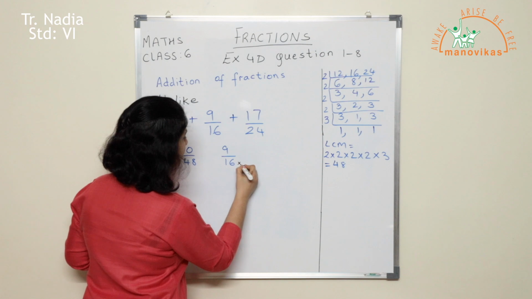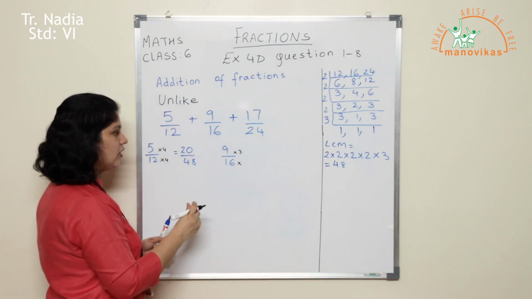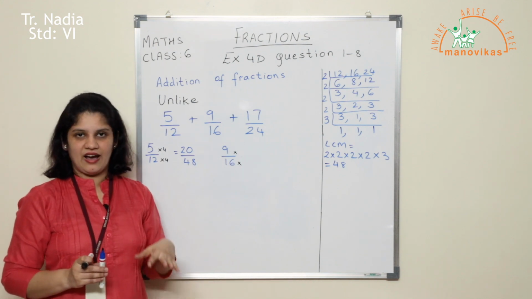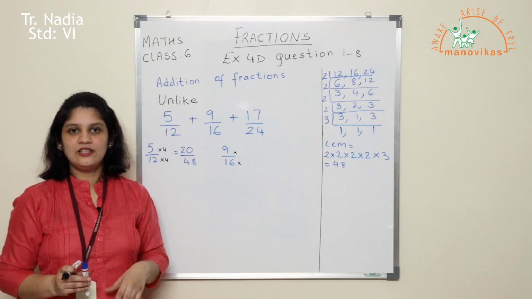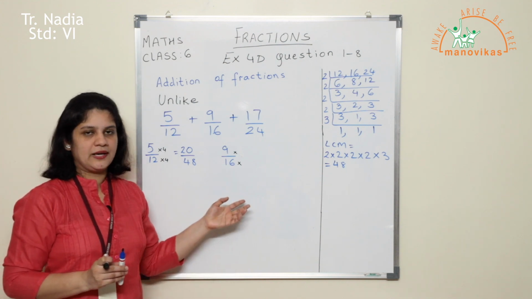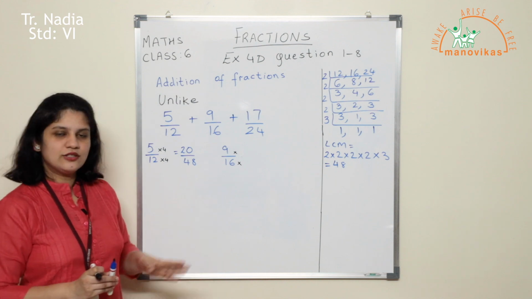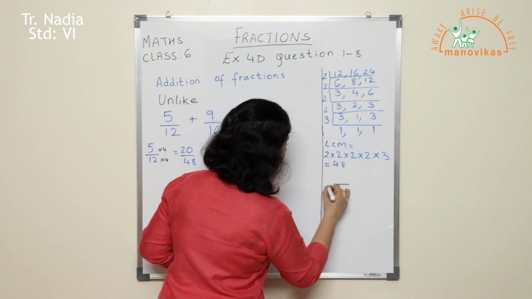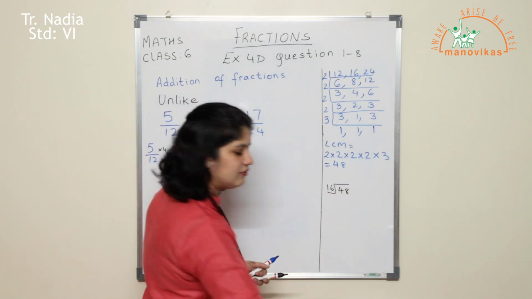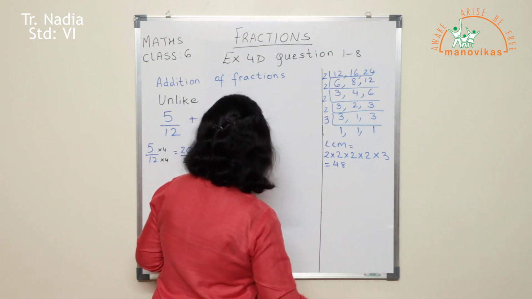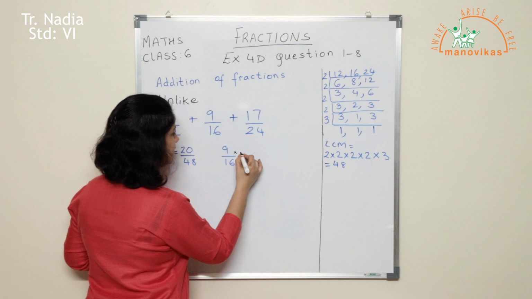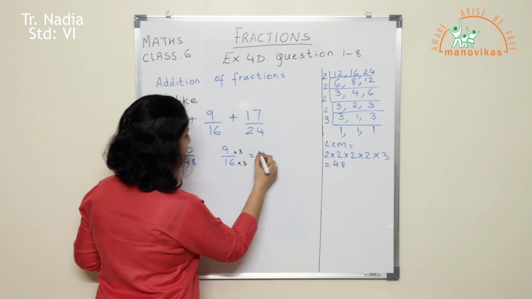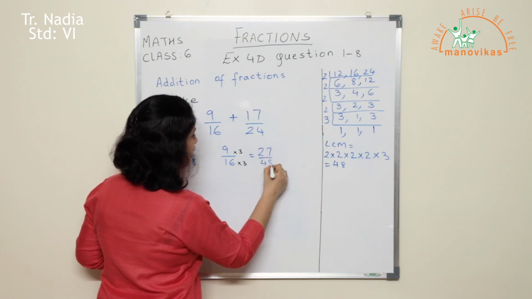16 multiplied by what will give me 48? Again children, I'm telling you all, if you don't know which number to use for multiplication, you can always divide 48 by 16 to find out which number multiplied by 16 will give you 48. So in case you don't know the 16 times table, you can always take a rough paper, work out 48 divided by 16 and find out which number you will get. So 16 threes is 48. Same thing you'll do in the numerator, 9 threes are 27. So this fraction will change to 27 upon 48.